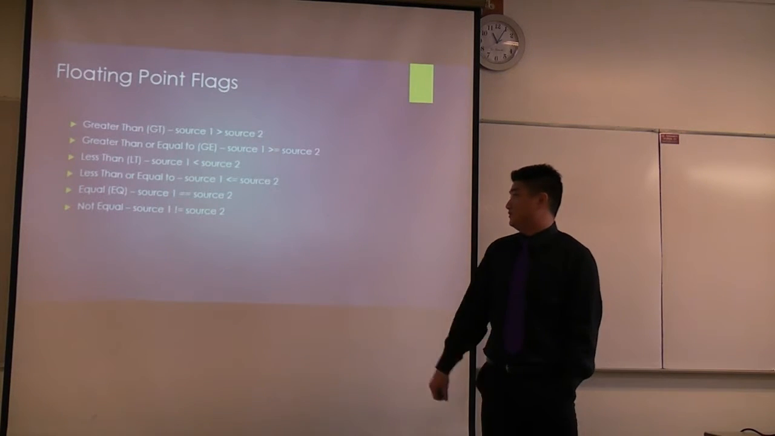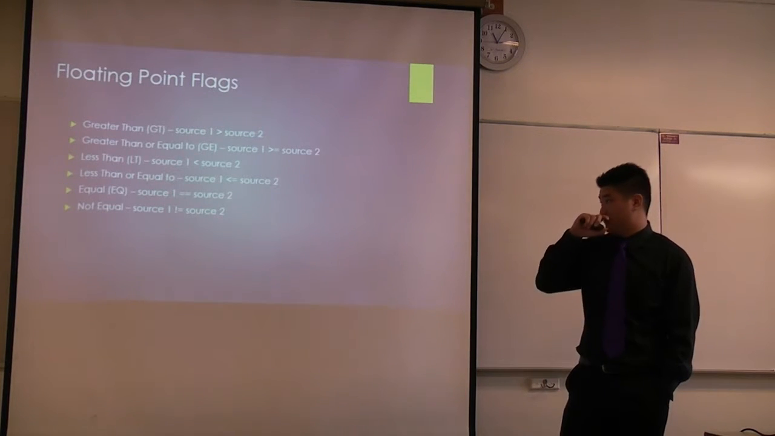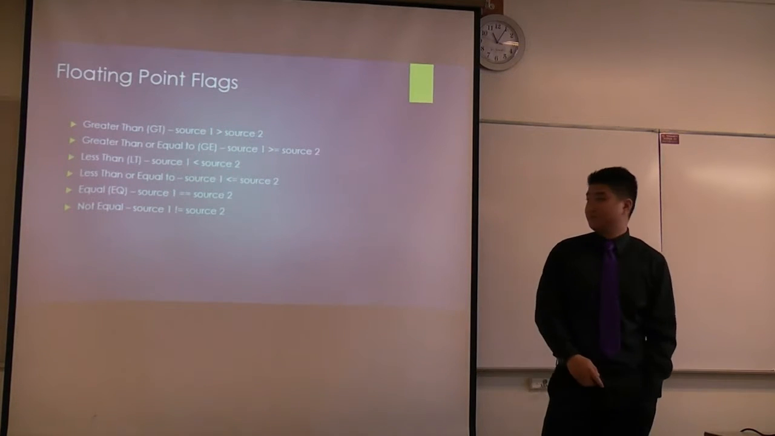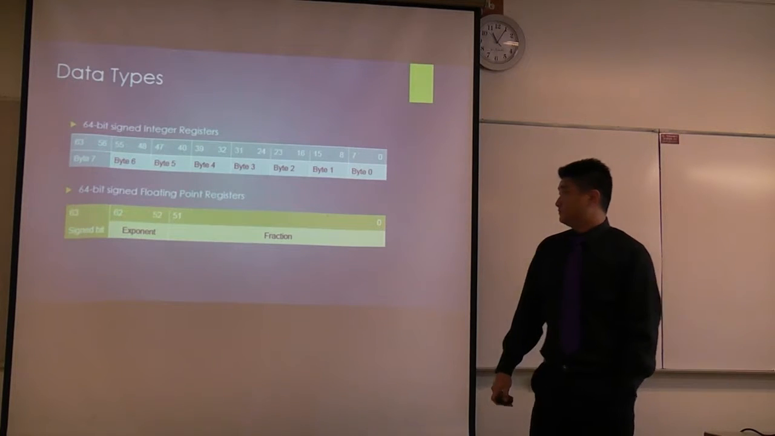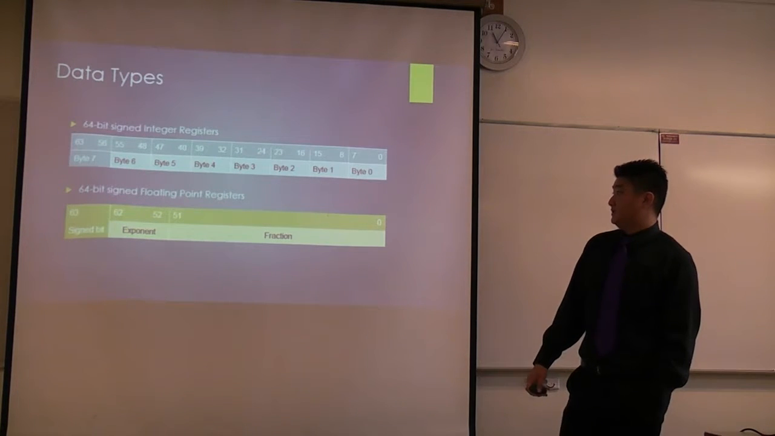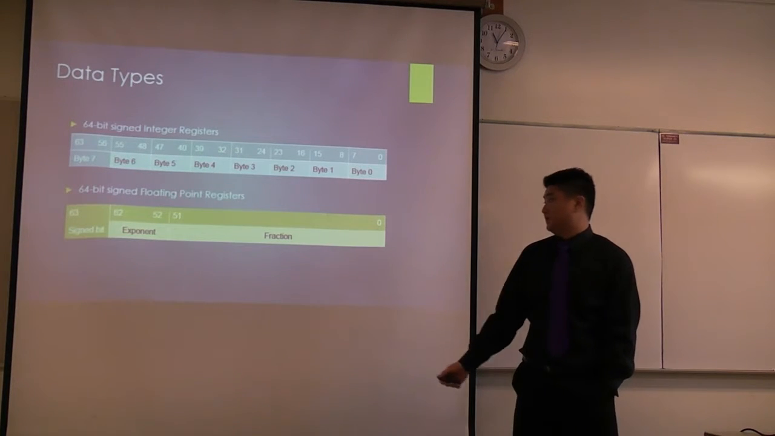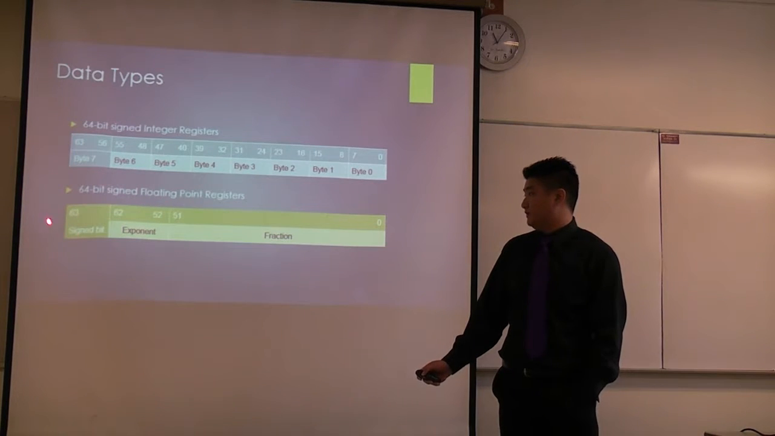There are also the floating point flags, which are greater than, greater than or equal to, less than, less than or equal to, equal, and not equal. For the data types, there are 64-bit signed integer registers, which have 8 bytes, and for the 64-bit floating point registers, there's the fraction, the exponent, and then the sign bit right here.